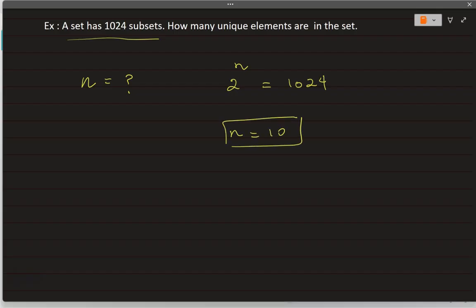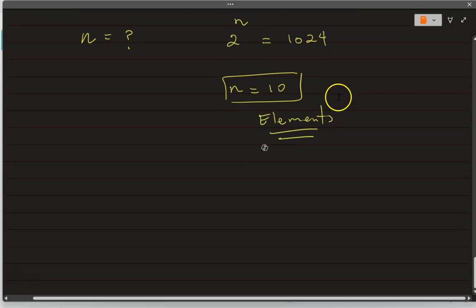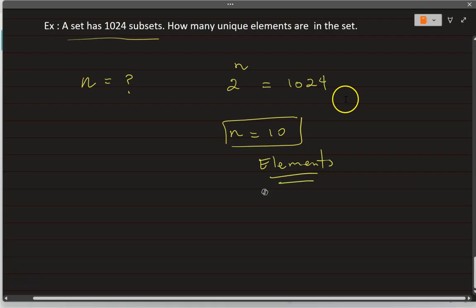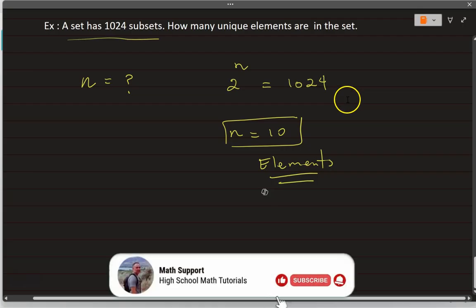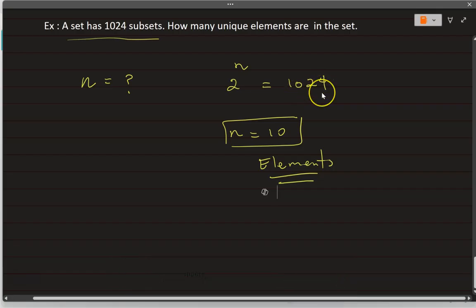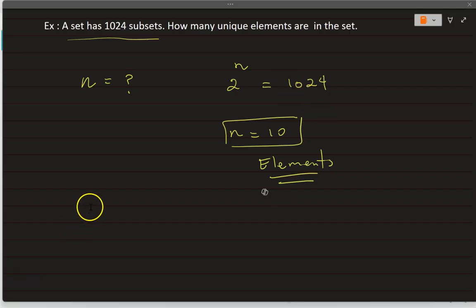So 2 to the n equals 1024, and you can take out your calculator and do trial and error. n is equal to 10. Okay, this set will have 10 elements. And if you want to know exactly the number of proper subsets, you just have to subtract 1 from it. So this would be 1023. That would be the number of proper subsets. Okay, so remember, if a subset does not include the set itself, then you've got yourself a proper subset. That is it for this lesson.